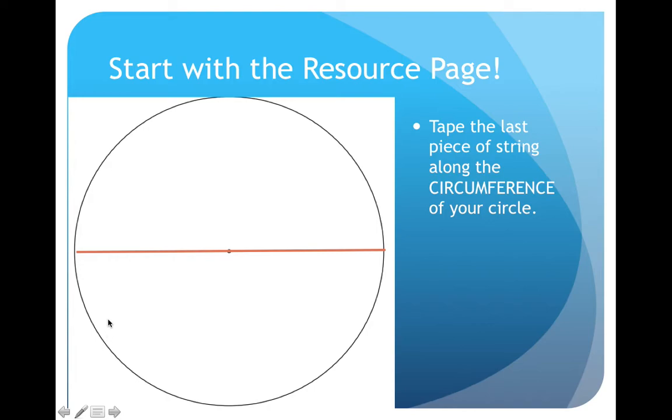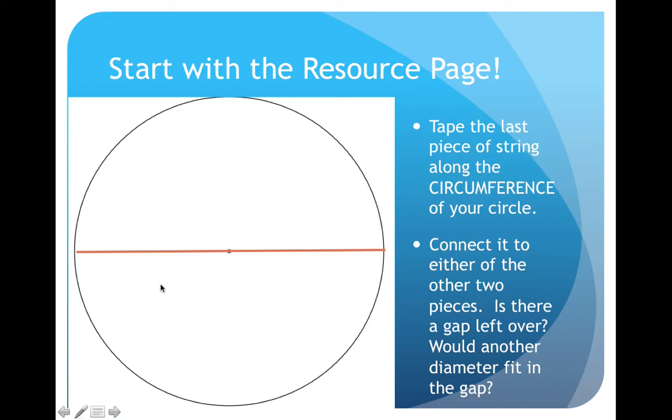Tape the last piece of string along the circumference of your circle. Again, make sure that it starts where your last piece of string has ended. Connect it to either of the other 2 pieces. Is there a gap left over? Would another diameter fit in the gap? Write down your answers to these 2 questions. There should be a gap, but another whole diameter should not fit in that space if you've lined things up correctly.